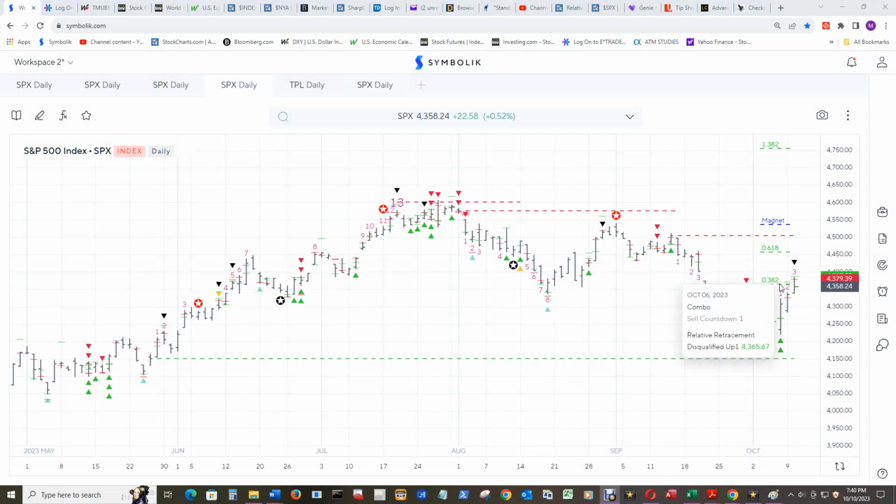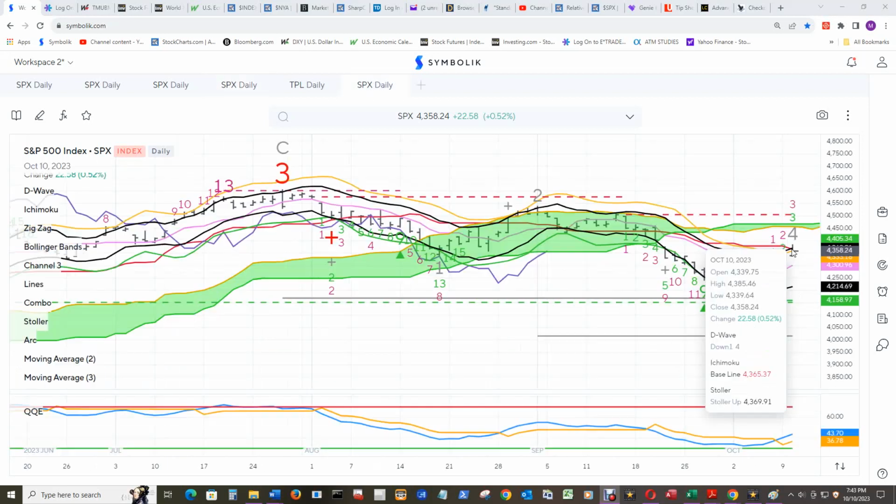and price could not close above the relative retracement disqualified up 1, 43.65.67. So it starts the day off underneath it a little bit and is considered resistance. It's a gray area though. And the Stark band upper band at 43.70 is a gray area too.